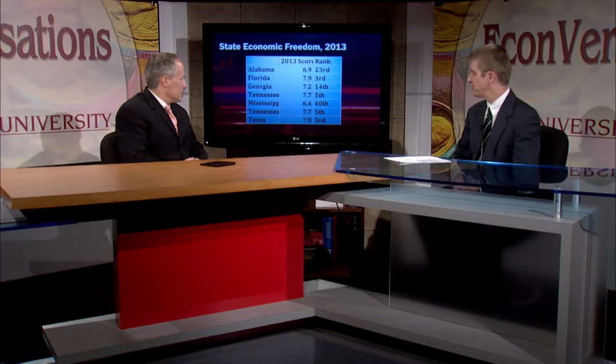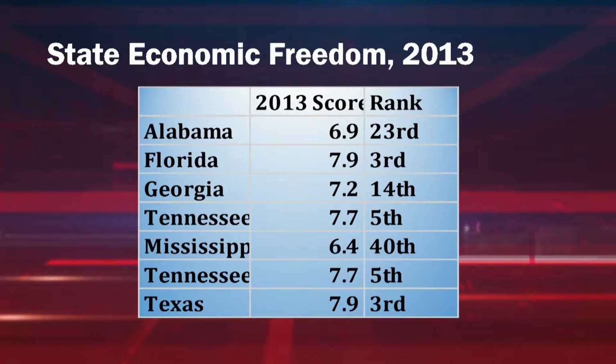And as you have here, Alabama's in the middle of the pack with the most recent report. They had a score of 6.9. Florida and Texas are tied for 3rd with a score of 7.9. And then if you look at the neighboring states here, with the exception of Mississippi, which is near the bottom, all the neighboring states around Alabama do a good bit better. So there's room for improvement. So a higher score is better for these.